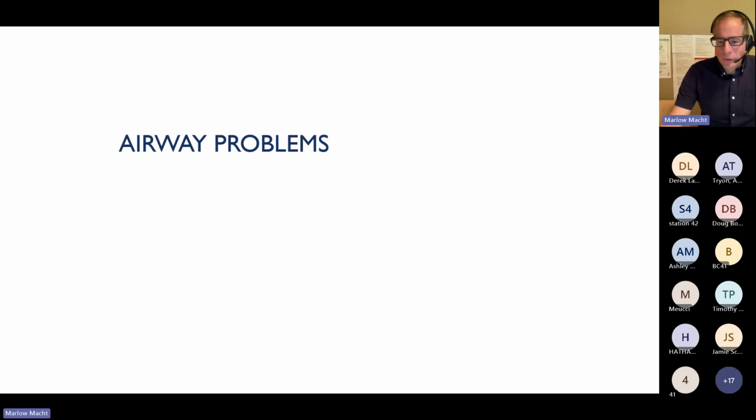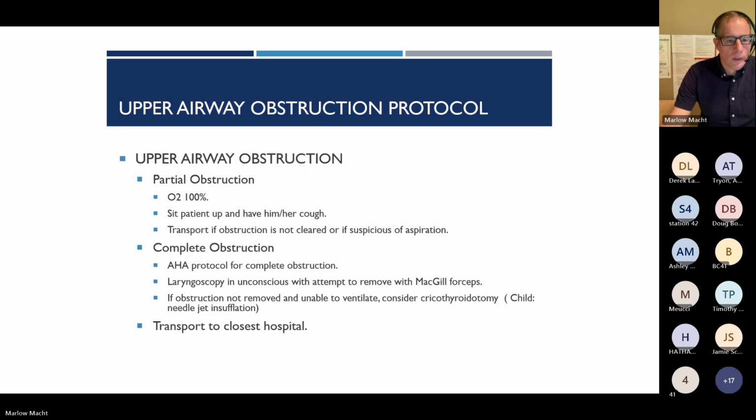Okay, we'll do a quick review of airway problems. So with respect to upper airway obstruction, with a partial obstruction, generally the patient is able to phonate. You apply supplemental oxygen. You can have the patient cough, try to clear the obstruction, and then obviously if there is a partial obstruction, you could use Heimlich, and then we move into a complete obstruction.